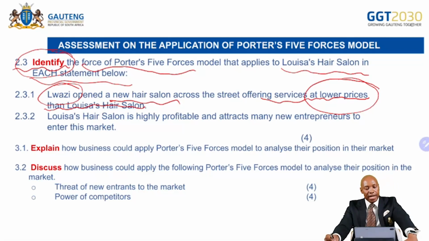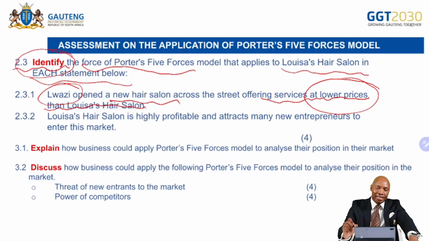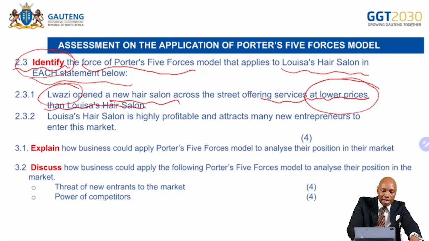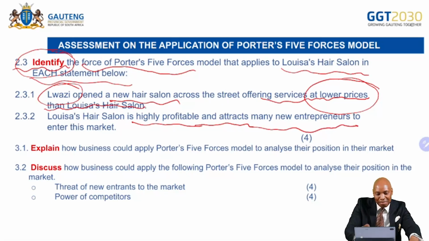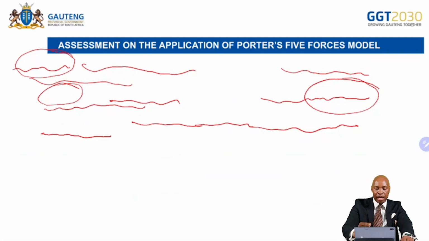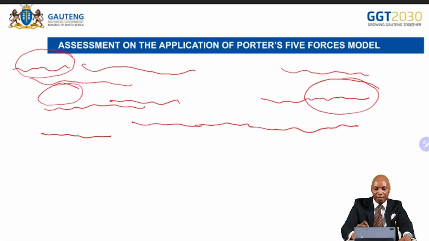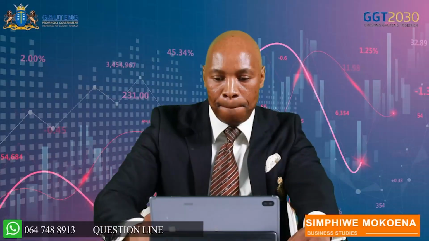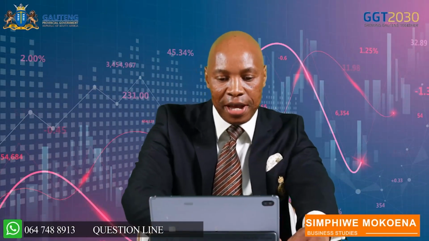Then, let's get to 3.2. Let's read 3.2 with understanding. Louisa Hair Salon is highly profitable and attracts many new entrepreneurs to enter this market. Obviously, the answer is given in the statement. Think about the notes, or should we go back? Okay, let's go back. I just want to show you something. Right, we're going back.